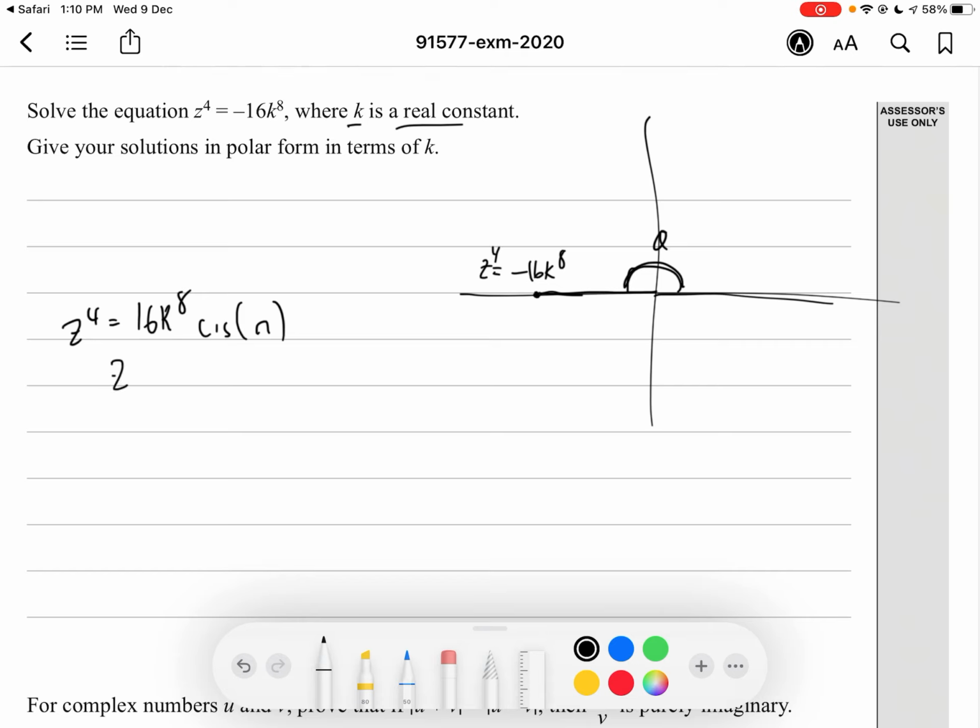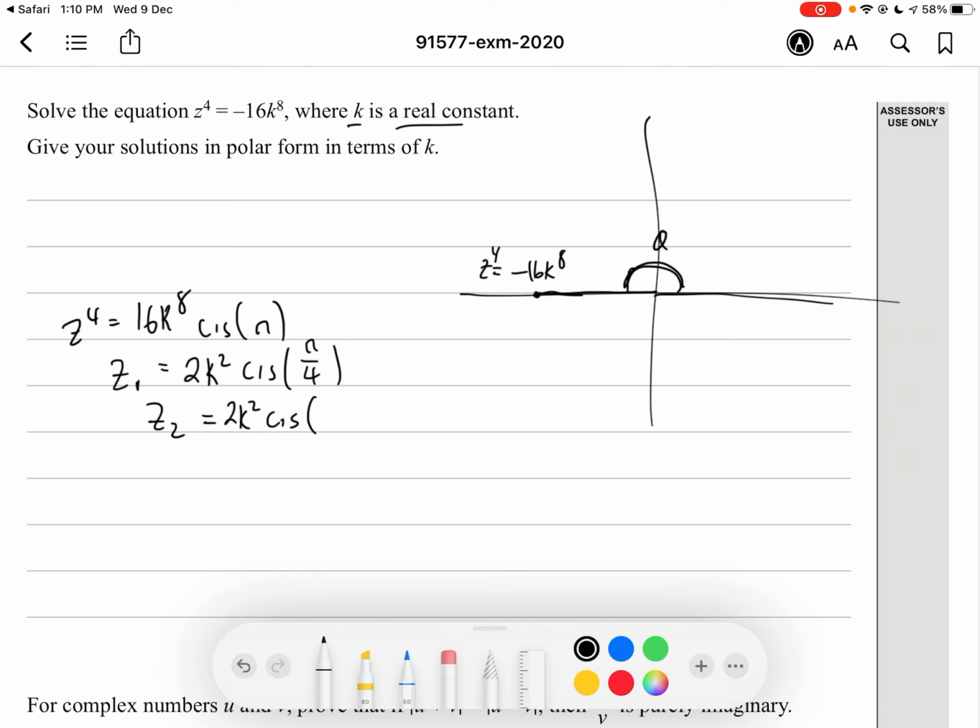Now we take the fourth root on both sides. The fourth root of 16k to the power 8 is 2k squared, and the angle is divided by 4, so this becomes pi over 4. That's our first solution. Our second solution has the same modulus, 2k squared, that doesn't change, but the location of the complex number on the Argand diagram will change.